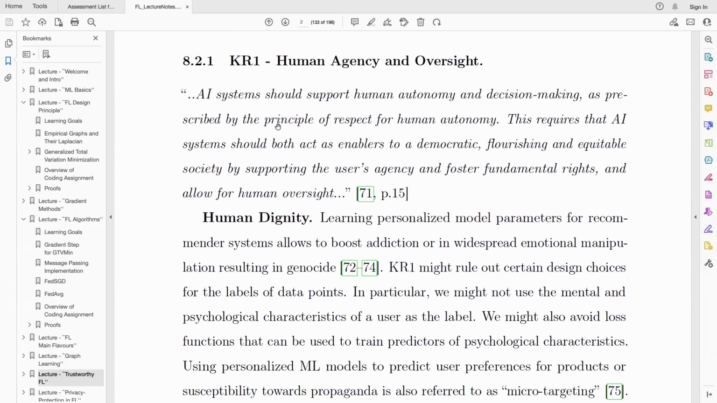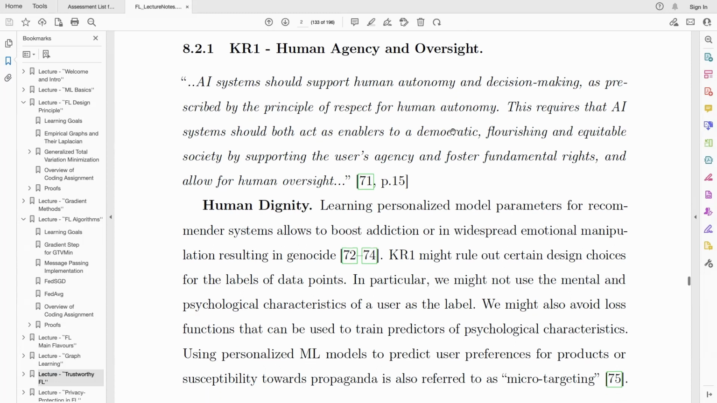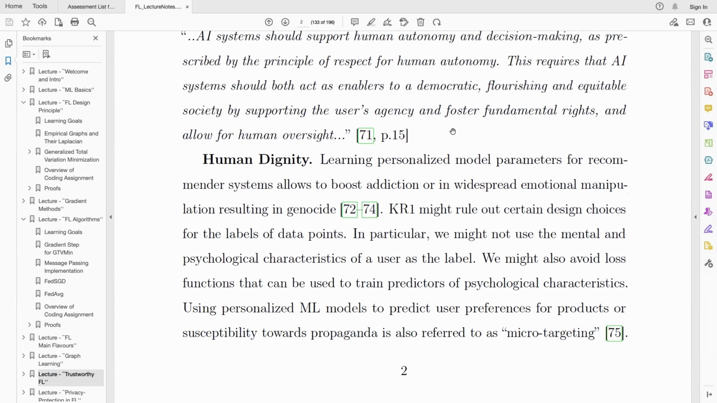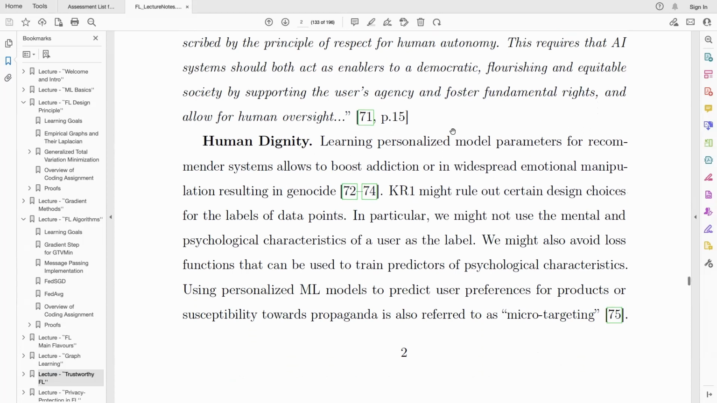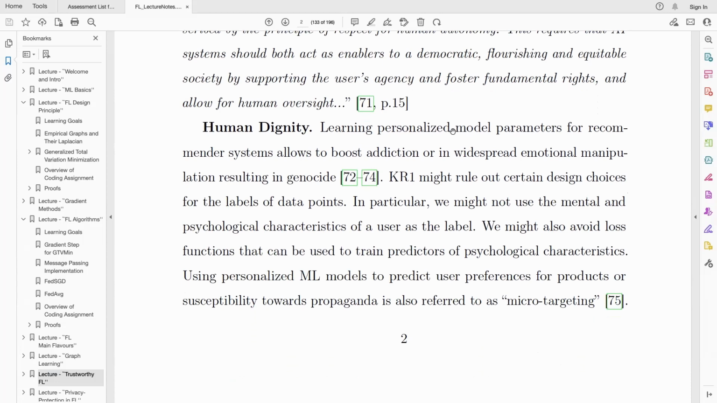I cite here directly from this document from the European Union, which I have also shared on Slack and by email, which says AI systems should support human autonomy and decision-making and have respect for human autonomy. This is also related to the notion of human dignity. So we should not be manipulated or instrumentalized. And this is actually already at risk, or I would say violated to a large degree, by federated learning systems that are used to make predictions about what to consume next, what to show us next.